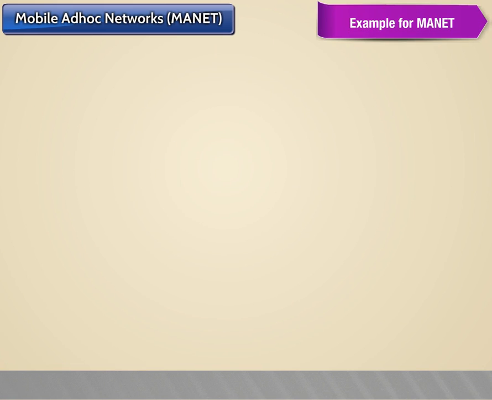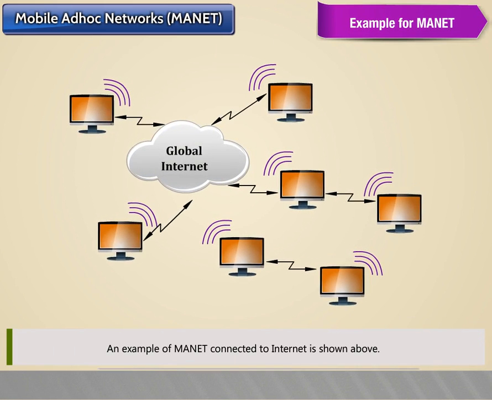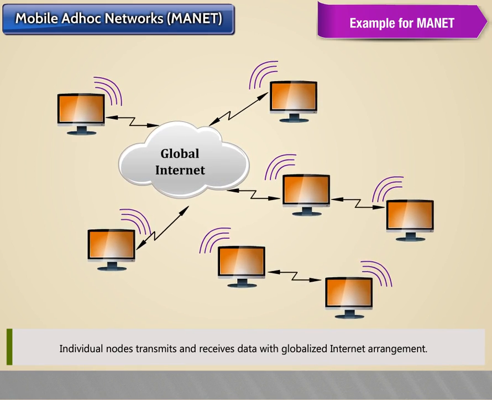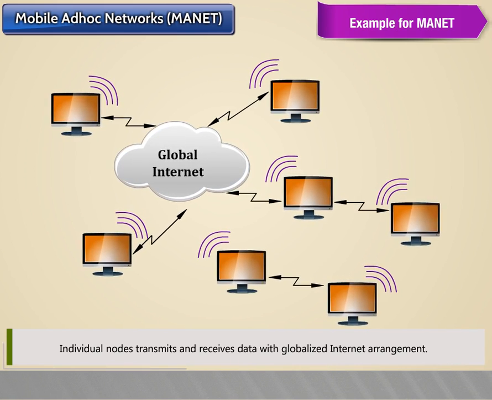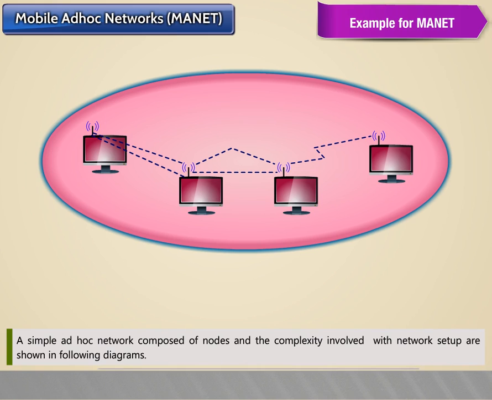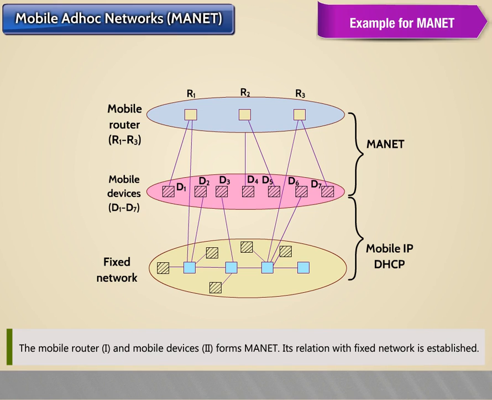Example for MANET. An example of MANET connected to Internet is shown above. Individual nodes transmit and receive data with the global Internet arrangement. A simple ad hoc network composed of nodes and the complexity involved with network setup are shown in the following diagram. The mobile router 1 and mobile devices 2 form MANET as shown here. Its relation with the fixed network is established.